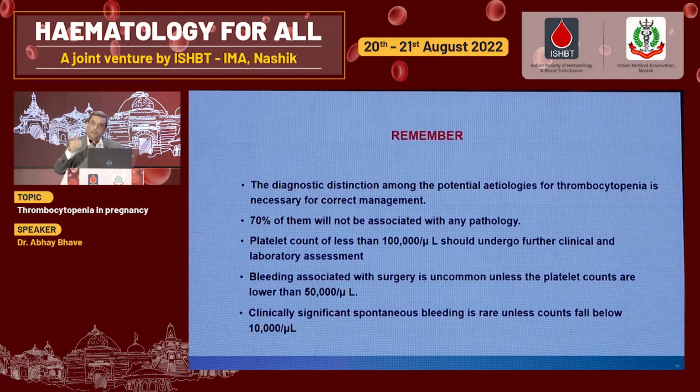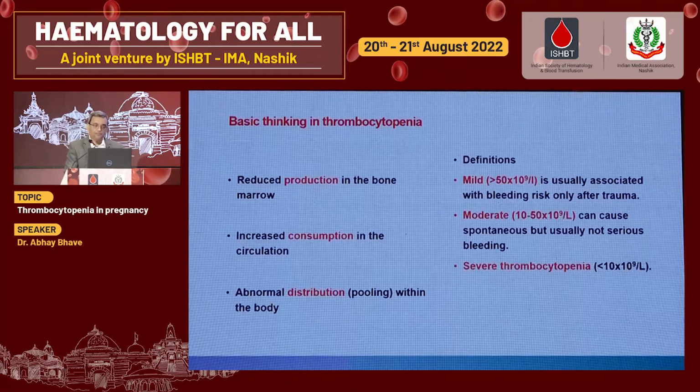Bleeding with 50,000 and above, unlikely to bleed. Even from 50,000 to 30,000, unlikely to bleed. It's below 10,000 that spontaneous bleeding can take place. And certainly when it's going below 100,000, you must start gearing up the patient to go to your friendly neighborhood hematologist.